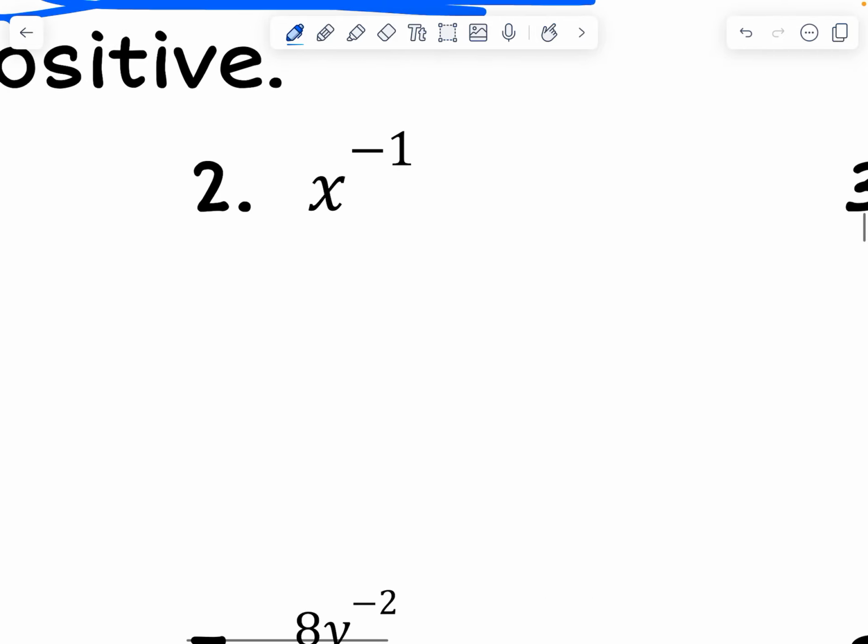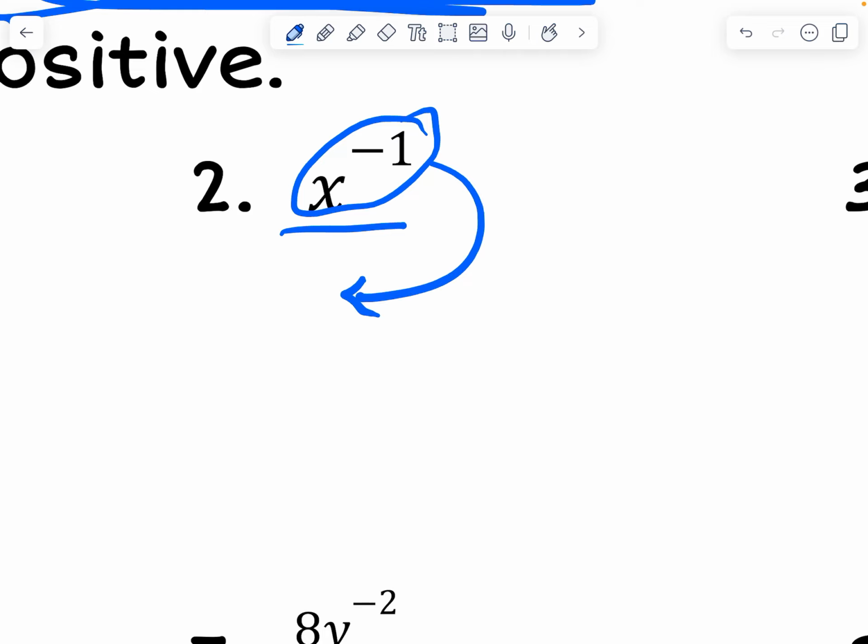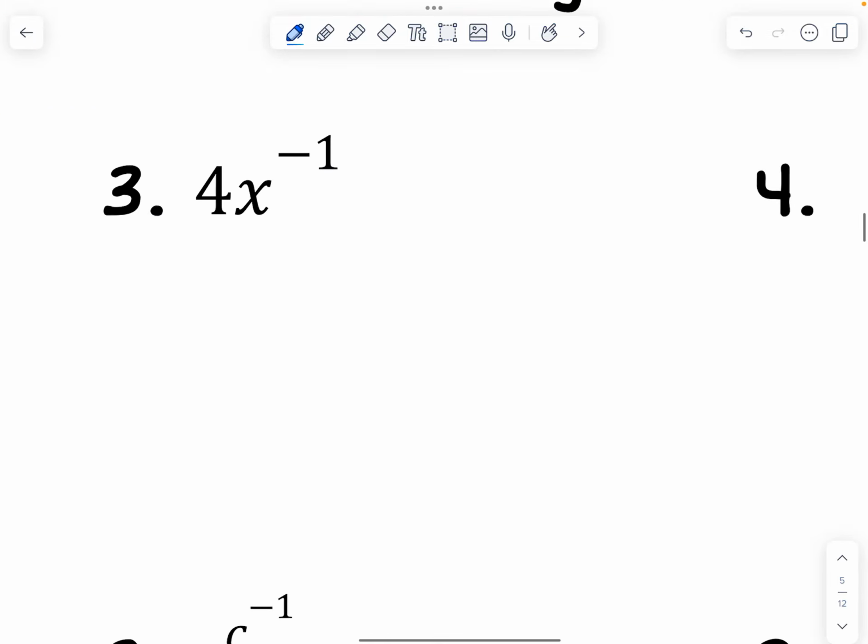This next one, right now it's in the numerator. It's going to move to the denominator. Remember, there's a coefficient of 1 right there. So it's going to be 1 over x. And if you'd like the little 1, that's fine. Over here, this is the only part that has the negative exponent. That is the only part that moves.